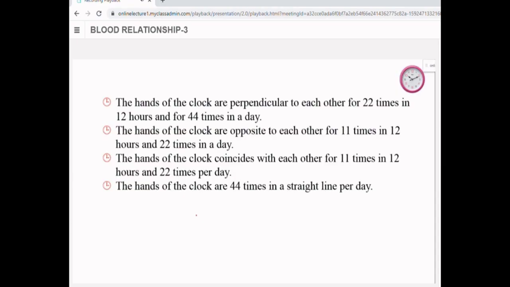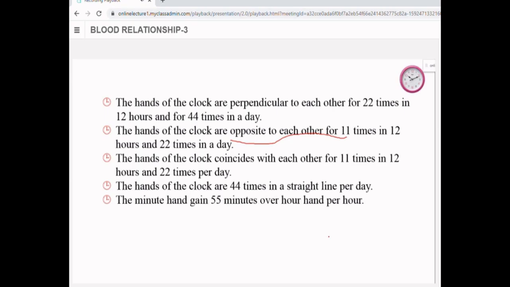The hands of the clock are 24 times in a straight line in a day. ऊपर बोला ये 180 degree, that is 44 times in a day. Here we said opposite to each other 11 times. Opposite to each other means 180 degrees, and here straight line bola hai, that is also 180 degrees.